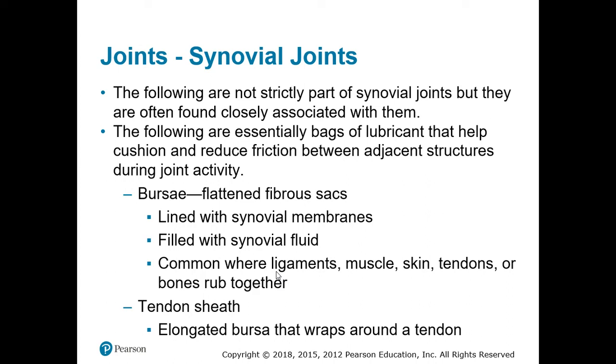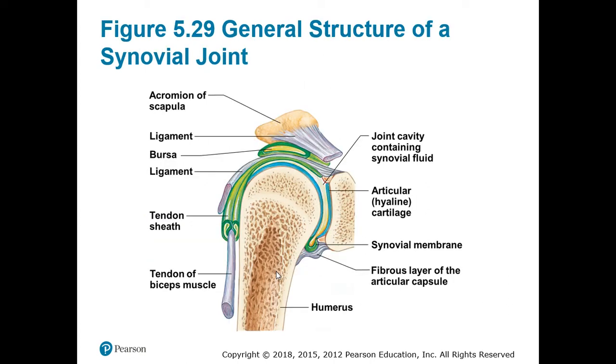And then we have tendon sheaths. These are just elongated bursae, or bursa, and these wrap around a tendon. So over here, this is a pretty good picture that your book gives of your synovial joint. So here's an example of a bursa. It's not actually part of this joint here. It's kind of a cushion sac full of synovial fluid, and it helps prevent these ligaments from rubbing. Instead, you have the articular cartilage, and then you have everything that keeps surrounding it.